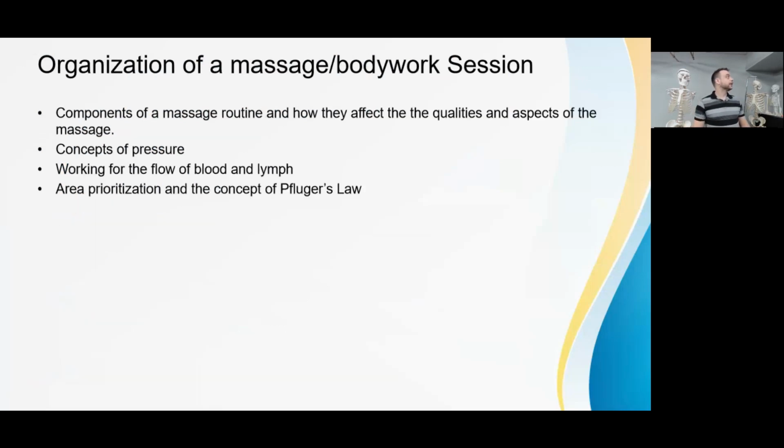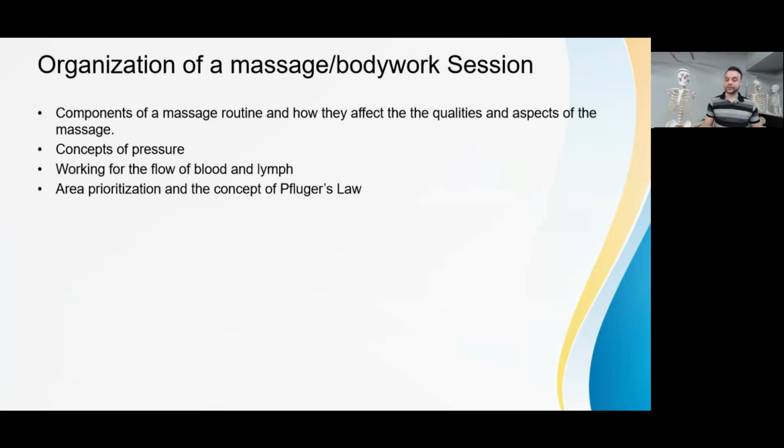So first up is the organization of a massage and bodywork session. What do I think we might be able to see, or what components that we find in our program might be relevant and worthwhile to really focus on in regards to this topic. So of course, like we said, it's the breakdown of a massage routine. Understanding all the aspects of what a massage routine entails, what makes a massage routine good and beneficial for our clients. What are the components of that? What are the qualities of a massage routine?